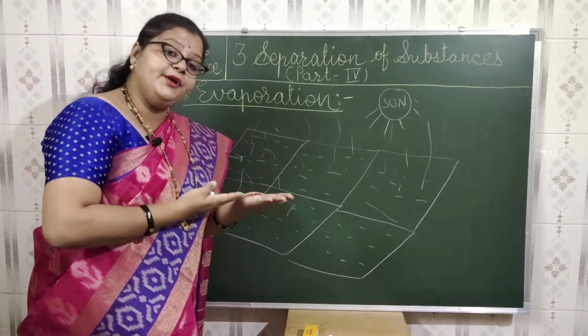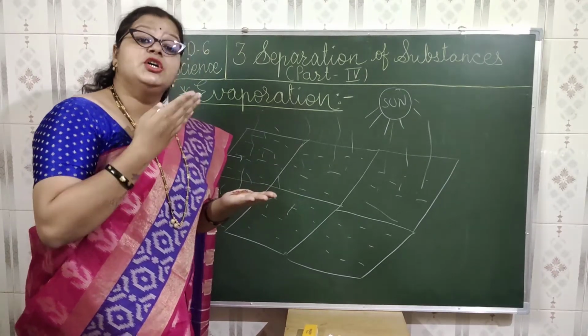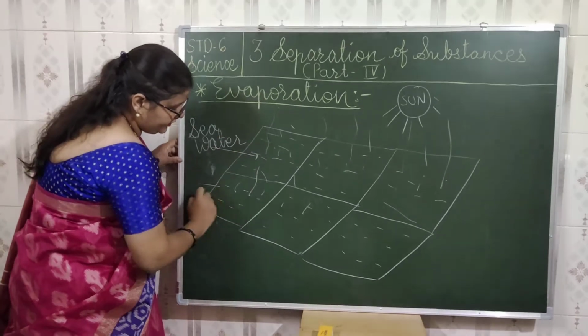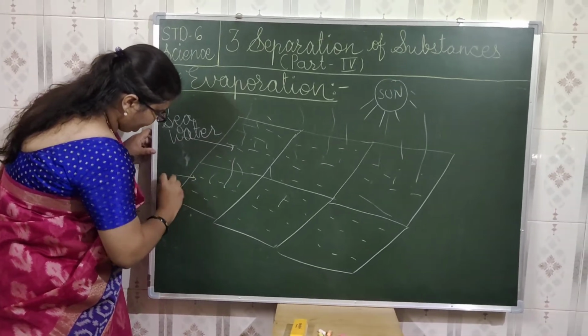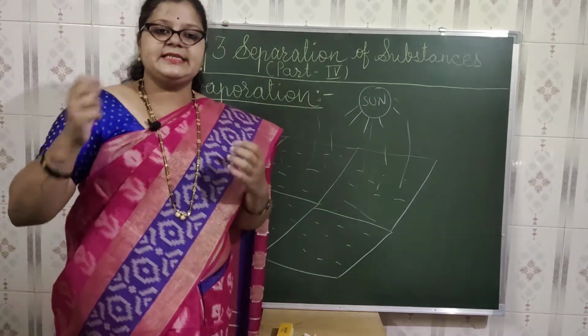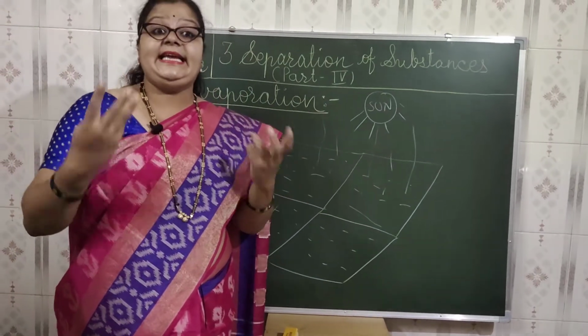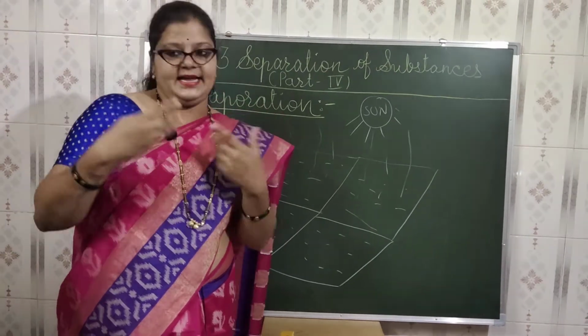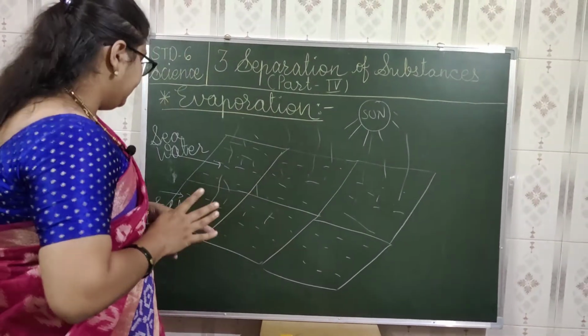Now at the bottom, what do we have? We have salt at the bottom. Due to the water turning into water vapors, what we got is the salt. Now this salt is then taken to the factories, where it is processed and cleaned, more minerals are added, and then the packaging is done and we get it from the markets, right?